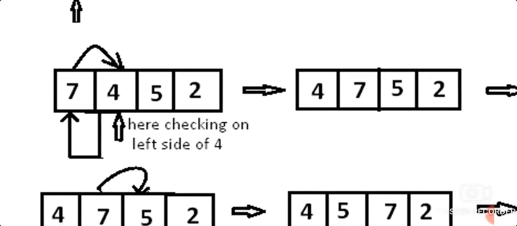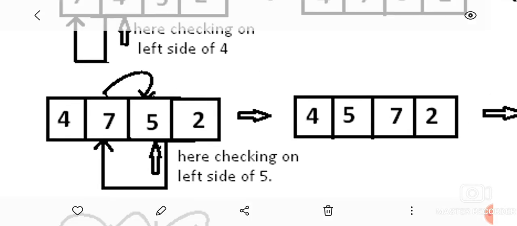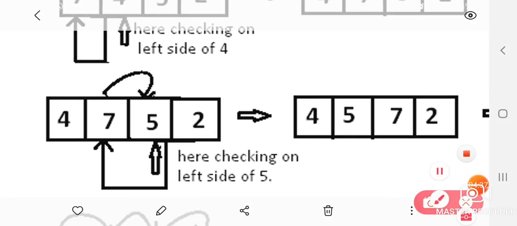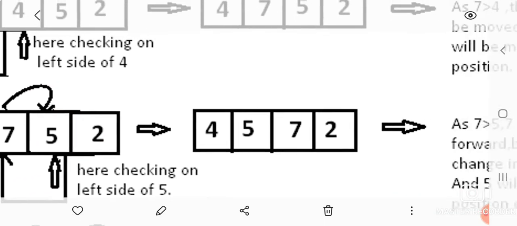Okay, now I'll go for the remaining part. As we are thinking that 7 and 4 have been arranged in proper order, I will treat this as the sorted array and these two as the unsorted arrays. Now again I'll consider this 5 and check it with 4 and 7. While checking with 4, it is more than 4, and while checking with 7, it is less than 7. That means we need to place this 5 in between the 4 and 7.